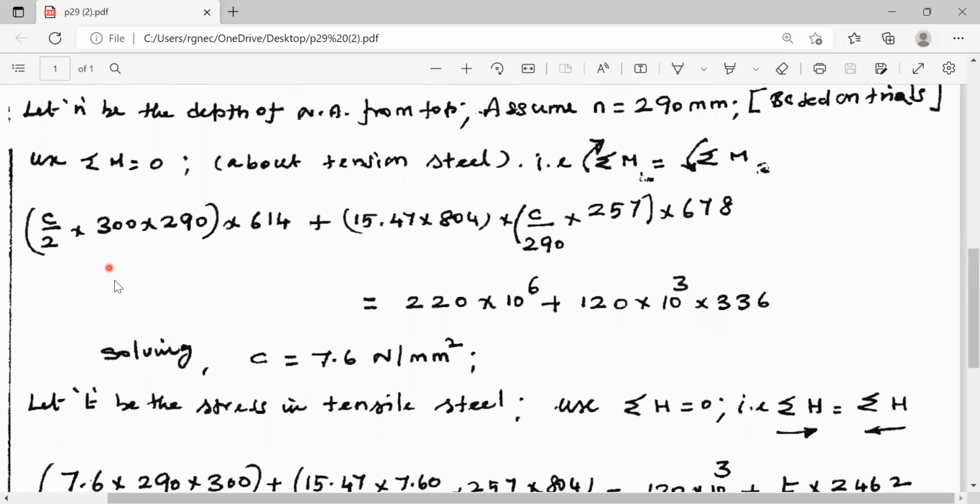So, in this equation for sigma M is equal to 0, the only unknown is small c, that is the stress in concrete. And we can solve that, and c comes to 7.6 Newton per millimeter square. Now, let T be the stress in tension. Now, we will use the equation sigma H is equal to 0. That is, all the forces acting towards the right-hand side should be equal to the forces acting towards the left-hand side.